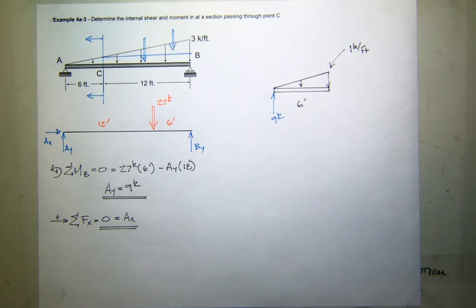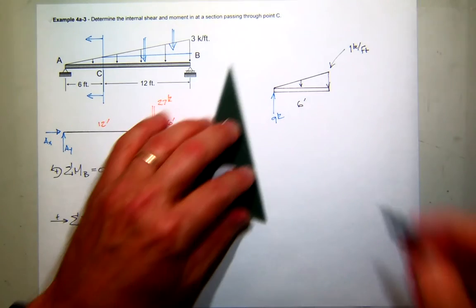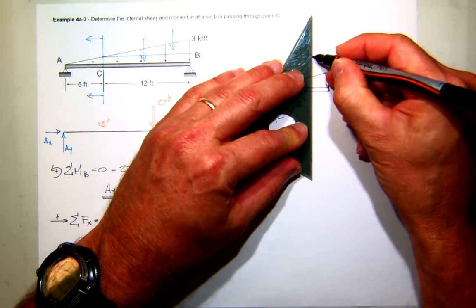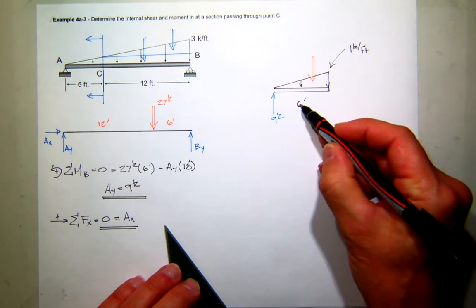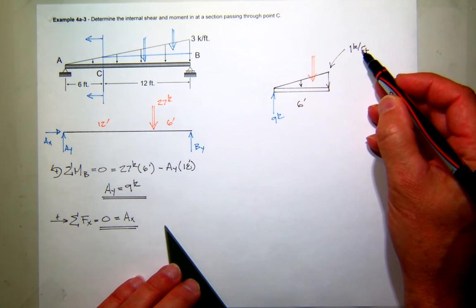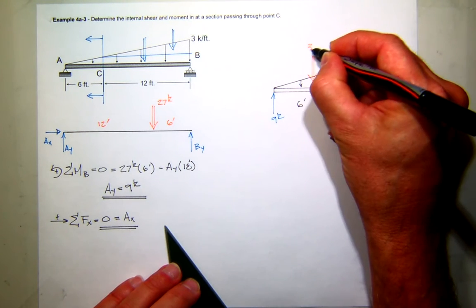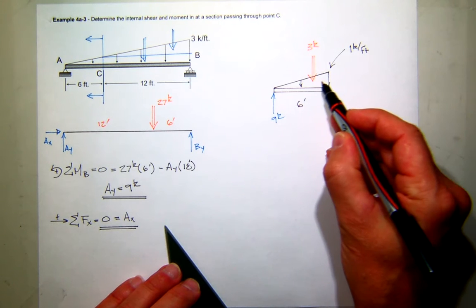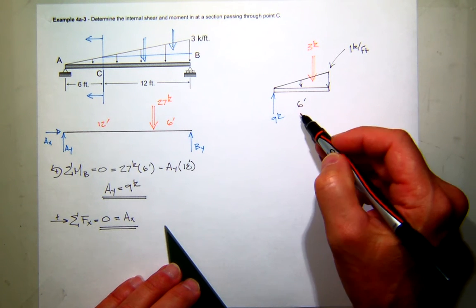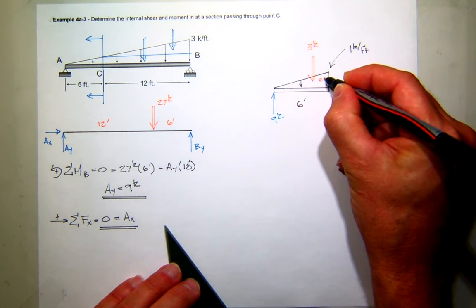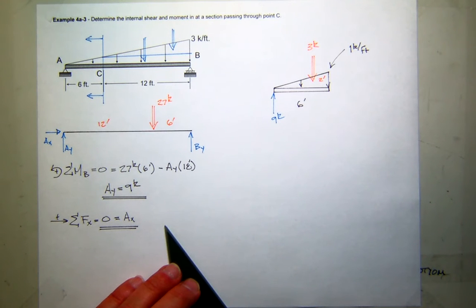So once I know that, I can find the concentrated equivalent for that section. 1/2 base times height, that's 3. So it's a 3 kip force. What's the distance from the cut? 1/3 the distance. 1/3 of 6 is 2 feet. Everybody see that?